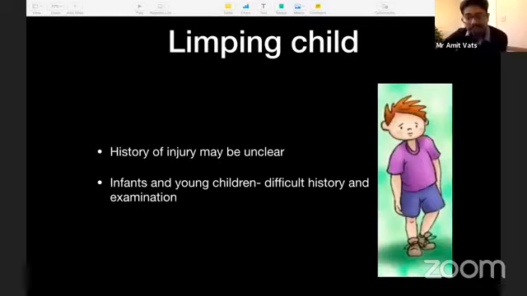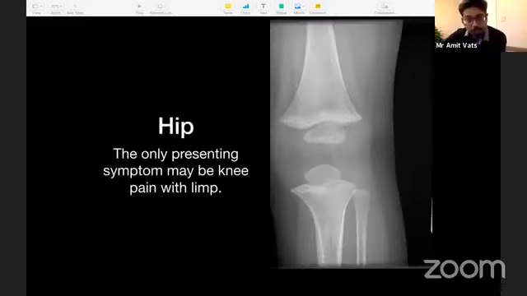The history may be unclear, especially in young children and infants, where they may not be compliant, the examination is difficult, and the history of trauma may not be clear or may not be present at all. So let's talk about the hip. The reason you see the knee X-ray there is because it is not uncommon that a child may present limping and pointing to the knee with pain. So think about the hip. It is more likely to be a problem with the hip rather than the knee, as we can see in this case.